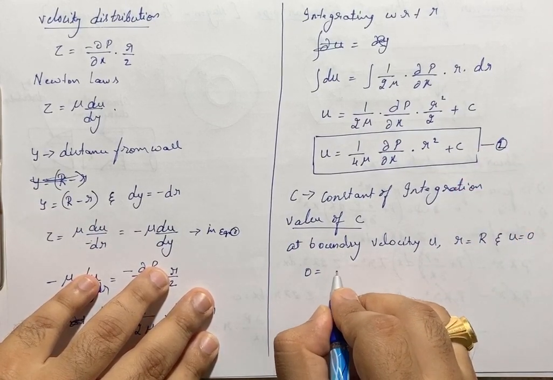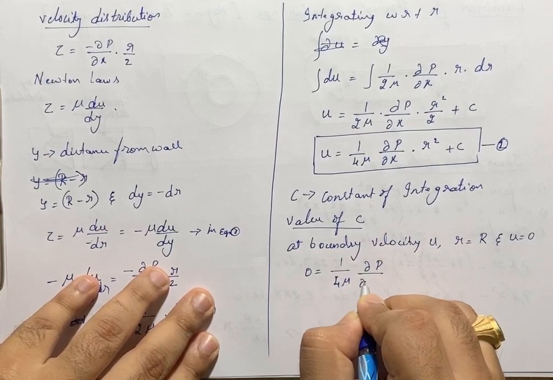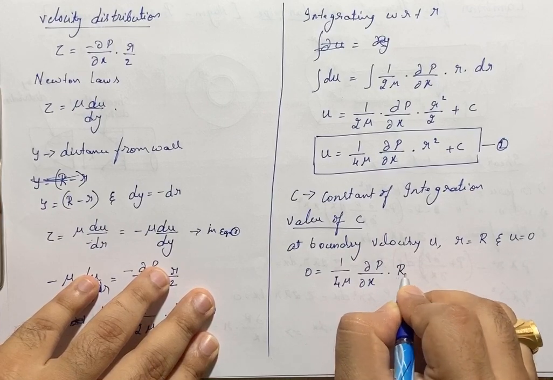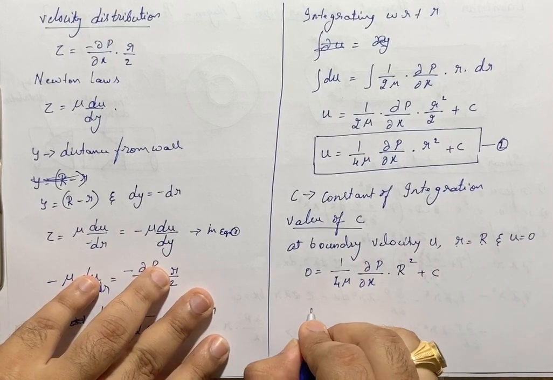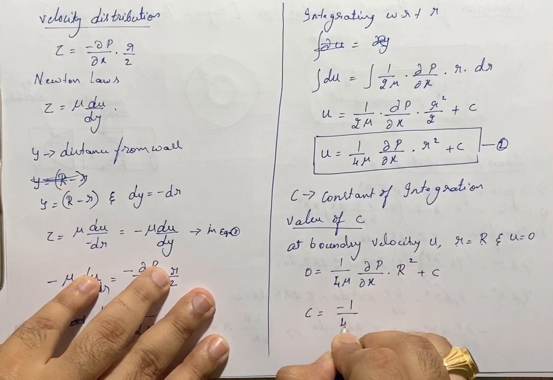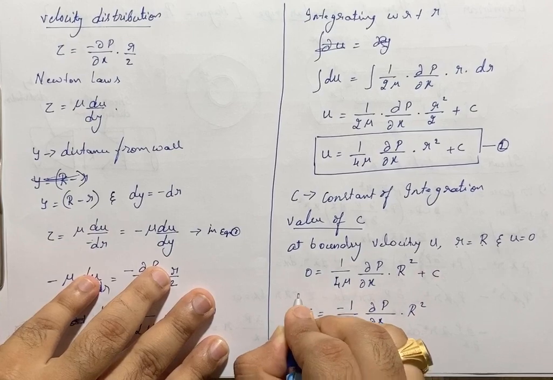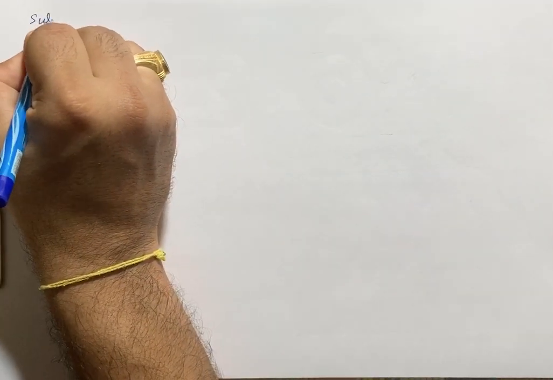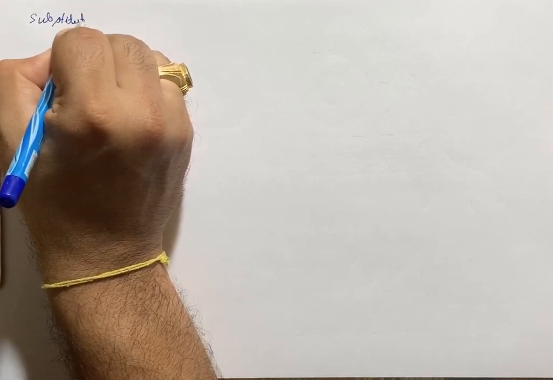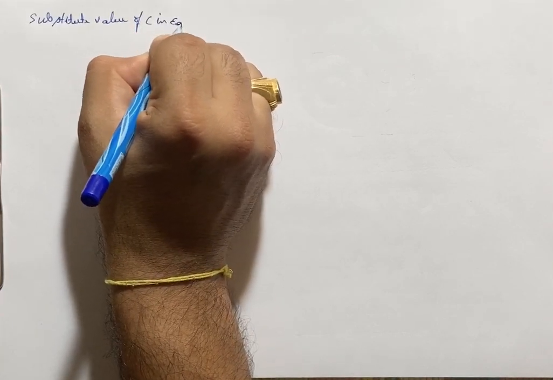In equation 2, u equals 0, 1 divided by 4μ ∂p by ∂x into capital R square, the small r will be capital R, plus c. So the value of c will be what? Minus 1 divided by 4μ ∂p by ∂x into R square, right? This is the value of c. Now we need to substitute the value of c in equation 2.